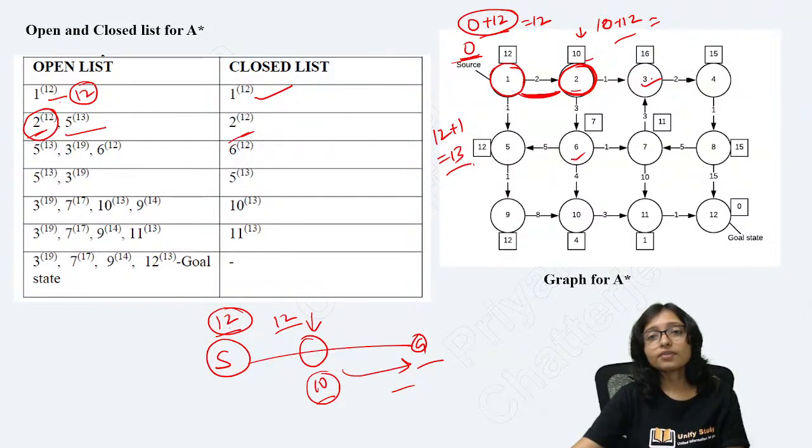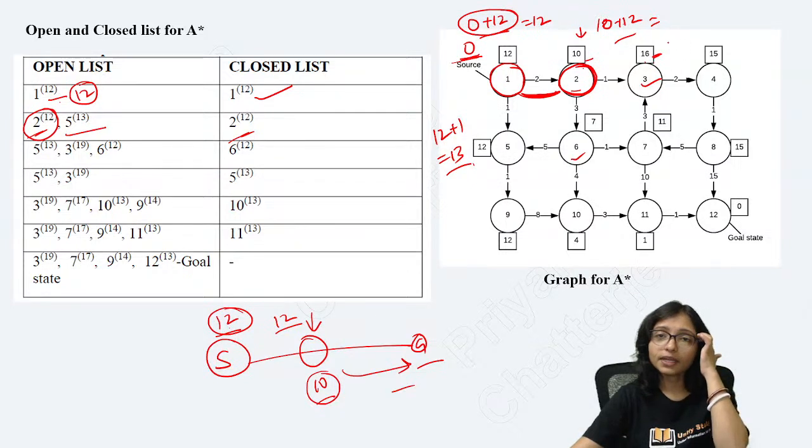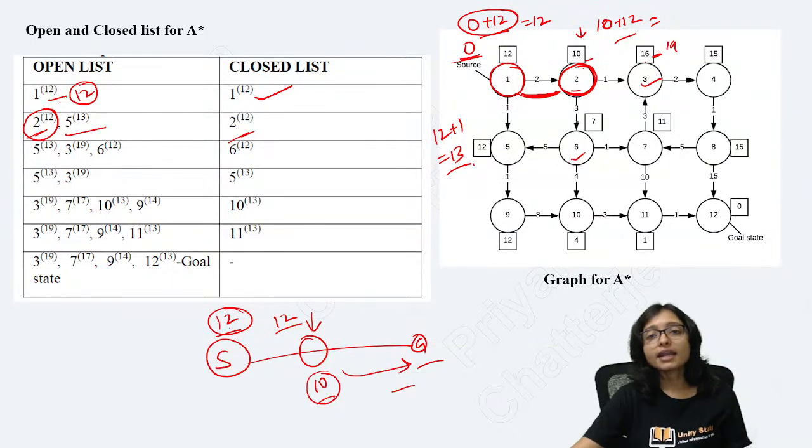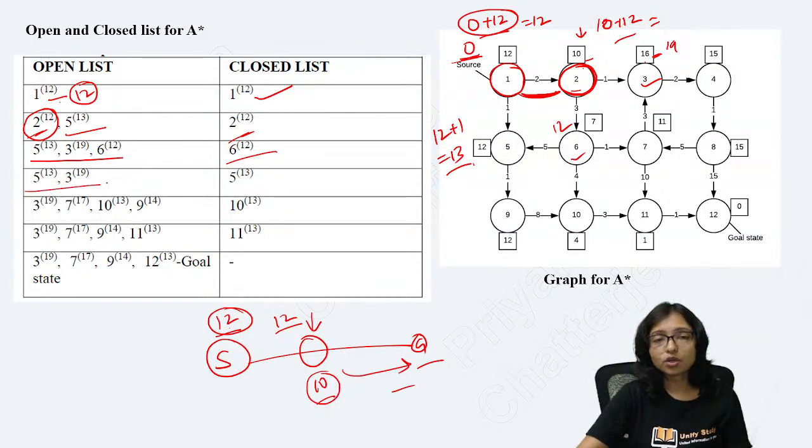What values will be added? Here this 3 will now be 16 plus 3, because previously this one was already here. Now 16 plus 3, that will be 19. And this 6 will be what? This will be 12 now. So now we have 5 as 13 and 6 as 12. Now I will visit this one. Same way I will explore this one also.